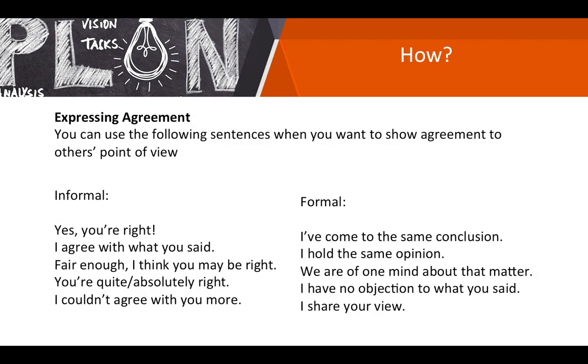If you are expressing agreement, you can use the following sentences when you want to show agreement to others' point of view. Yes, you are right. I agree with what you said. Fair enough, I think you may be right. You are quite or absolutely right. I couldn't agree with you more. So, those are the phrases for informal conversation.